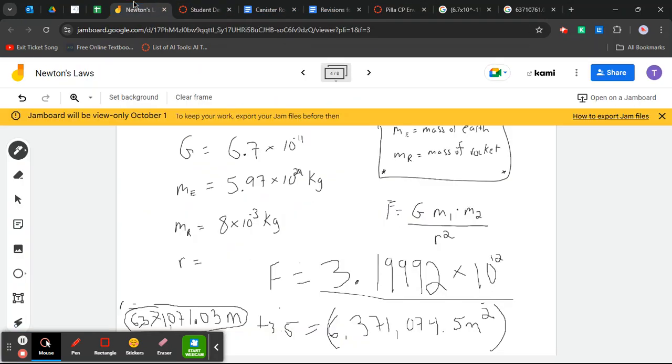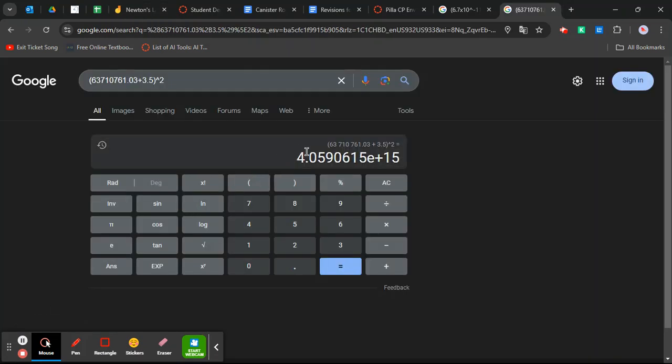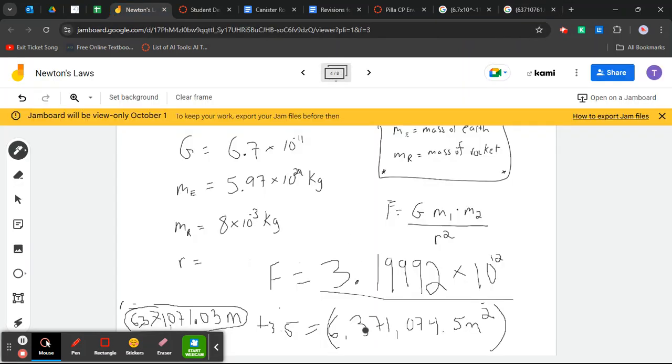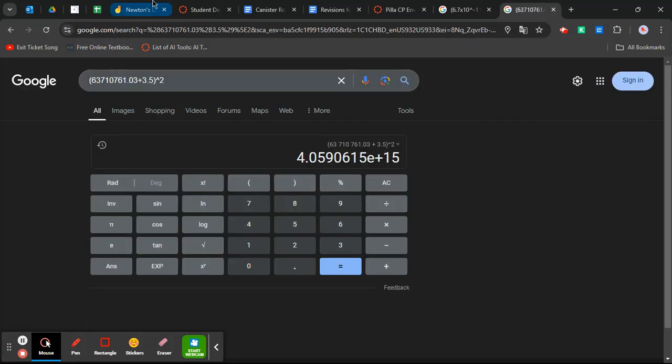And now we have to divide that by the distance between the canister and the center of the Earth. But first we have to square that number. So I will plug that in and square it. When I square that, I get this number. Now that's my number because I added my average height of the rocket to it. Yours might be a little bit different. Now I'm going to just write that under here. Okay, and so I wrote it down there.